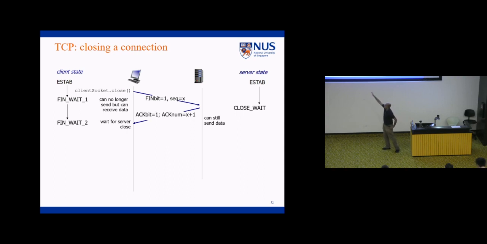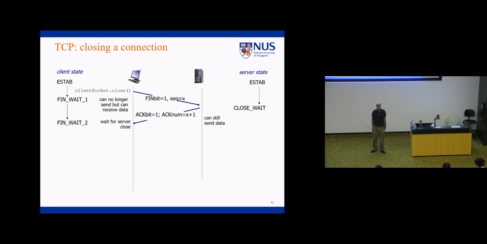Or let me call it client and server. So after these two messages are exchanged, the client cannot send any more data. And the server is not expecting any more data from the client also. Can the server still send to the client? Yes, it can. We have only closed this direction of the data. The server is still allowed to send data.